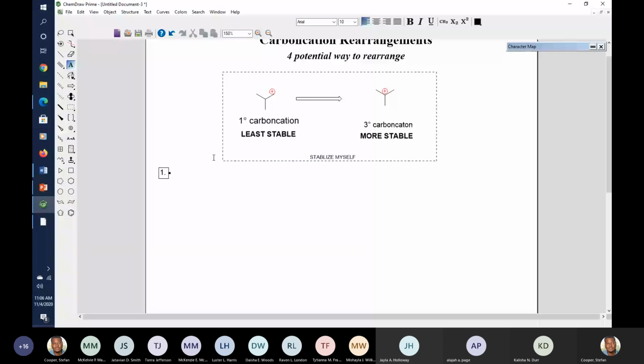The first way is a hydride shift. This is typically one of the most common ways to stabilize. A hydride will move to generate a more stable carbocation. Take a look at the hydride shift really quickly.